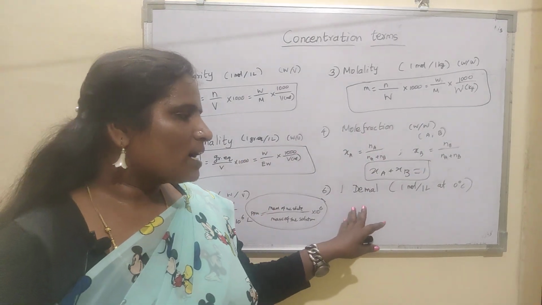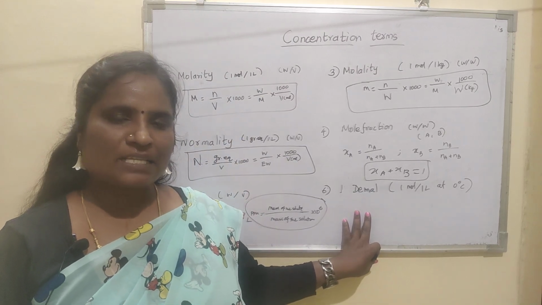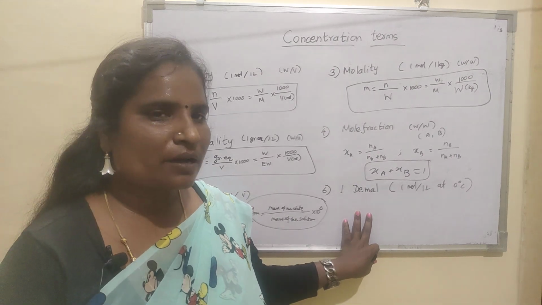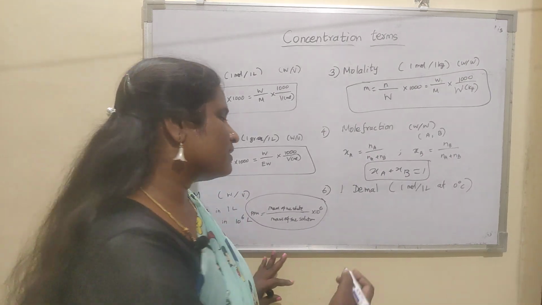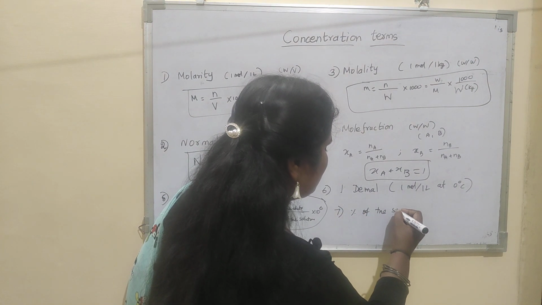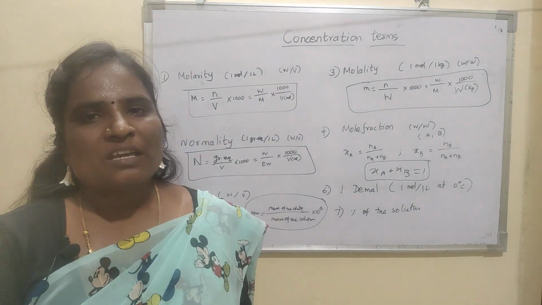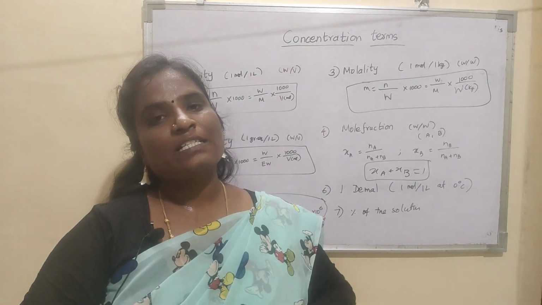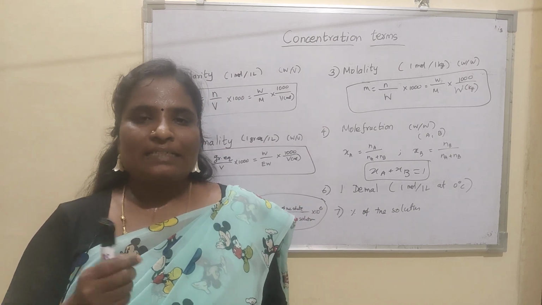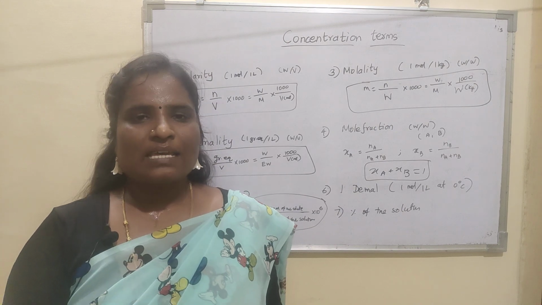So what is 1 demol? If you take 1 mole in 1 liter at 0 degrees Celsius, that is known as 1 demol. We also have another concentration term, the percentage of the solution, which biology students use. Suppose I need a 10% sucrose solution, what I have to do is take 10 gram of sucrose in 100 ml.